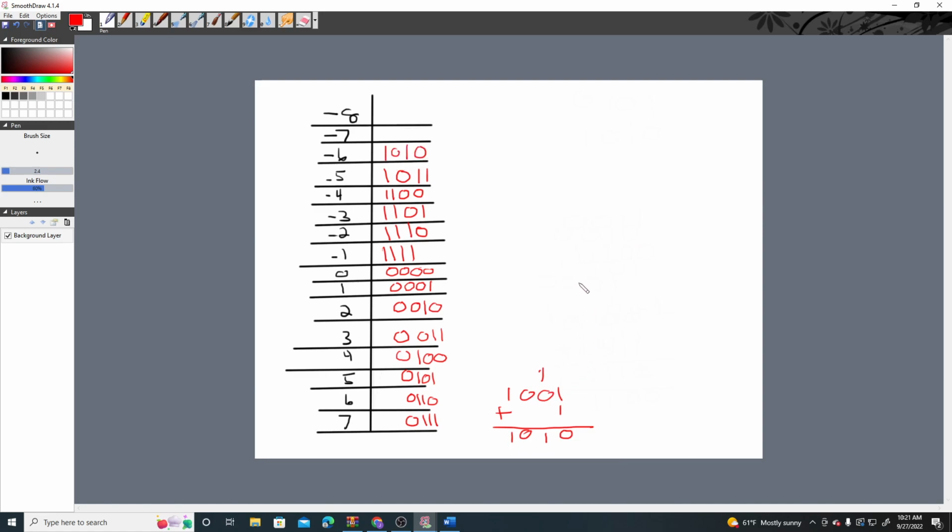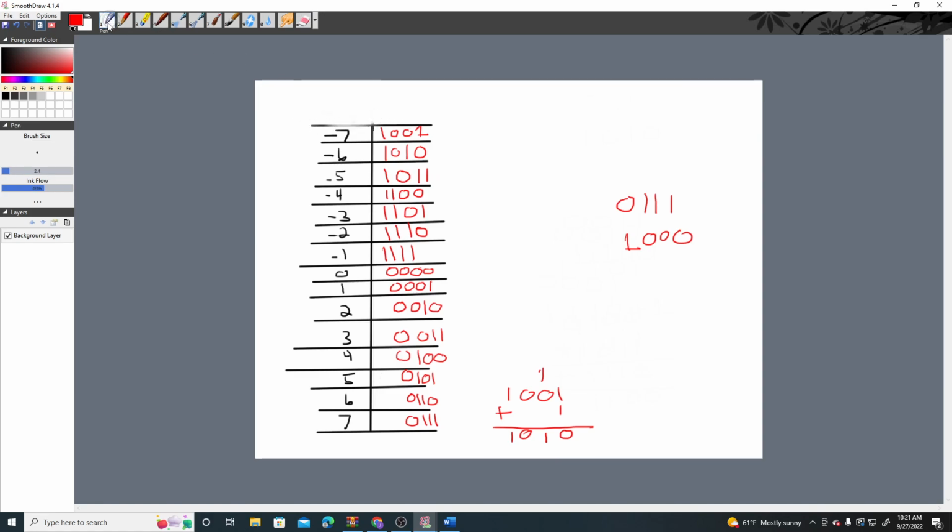Let's do negative 7. 7 is 0, 1, 1, 1, and flipping the bits gives 1, 0, 0, 0. And we'll add 1, so we get 1, 0, 0, 1. And we could do negative 8, but we're not going to bother.